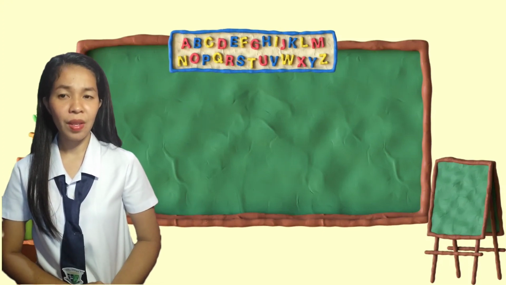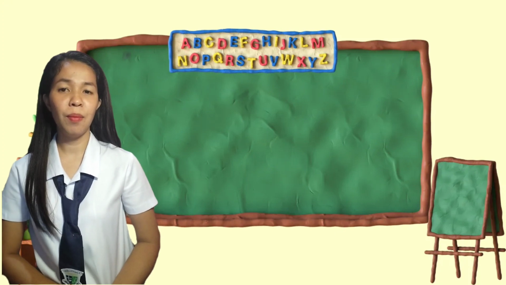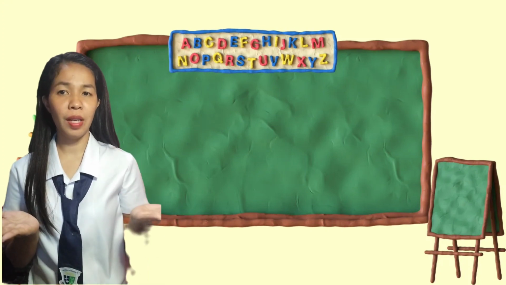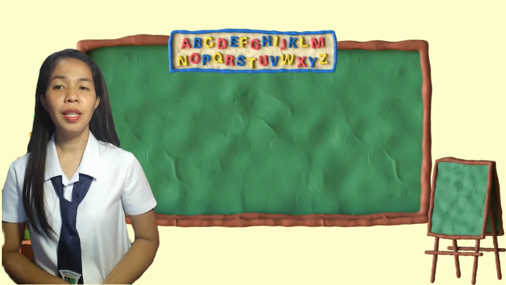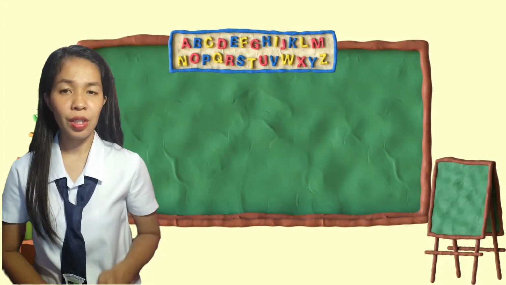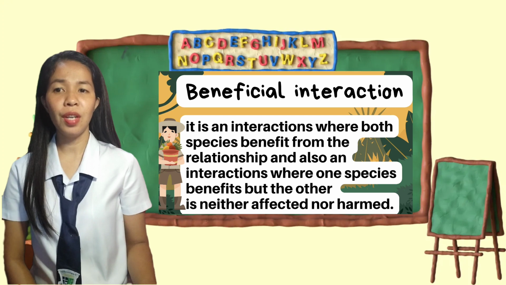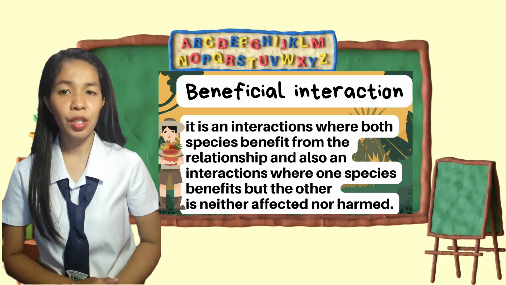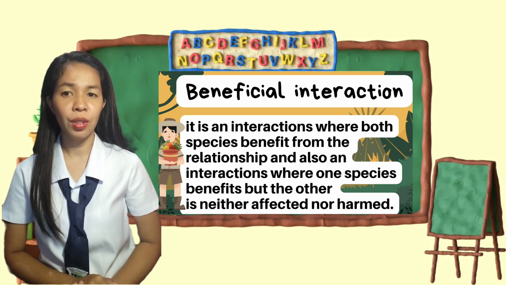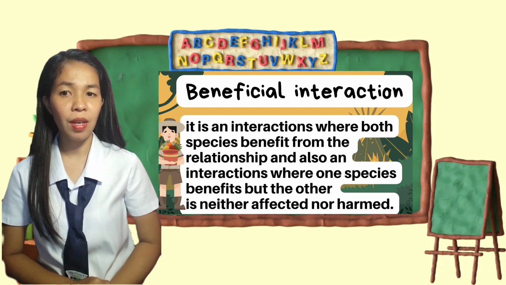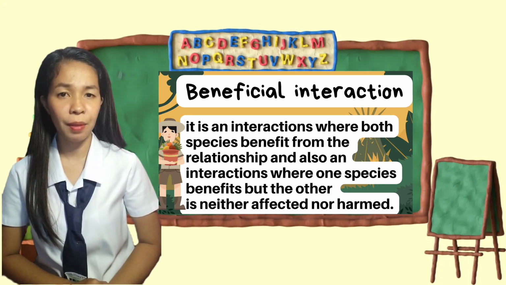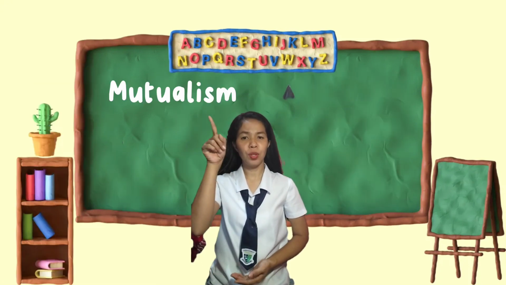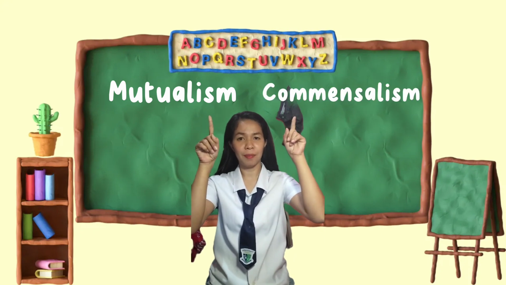Exactly right, Casey. So there are 2 types of interaction among living things. It is the beneficial and harmful interaction. So let us first discuss the beneficial interaction. Beneficial interaction is an interaction where both species benefit from the relationship, and also an interaction where one species benefits but the other is neither affected nor harmed. There are 2 types of beneficial interaction, namely mutualism and commensalism.